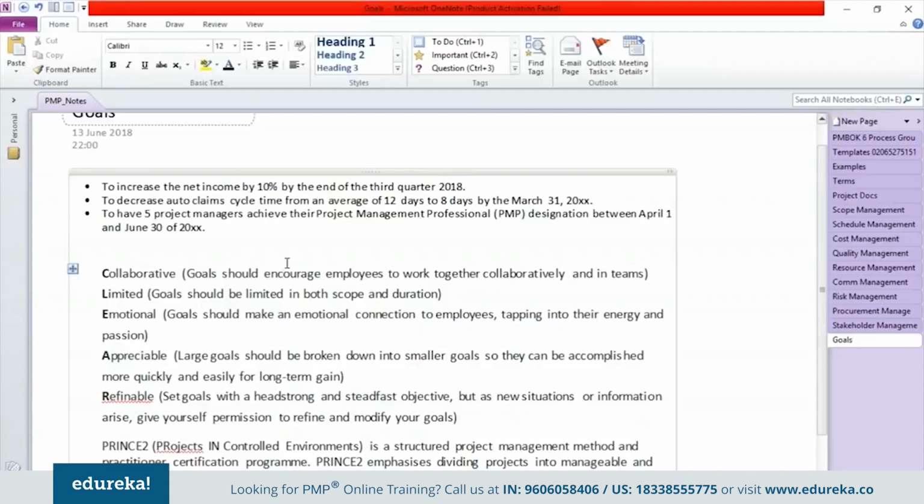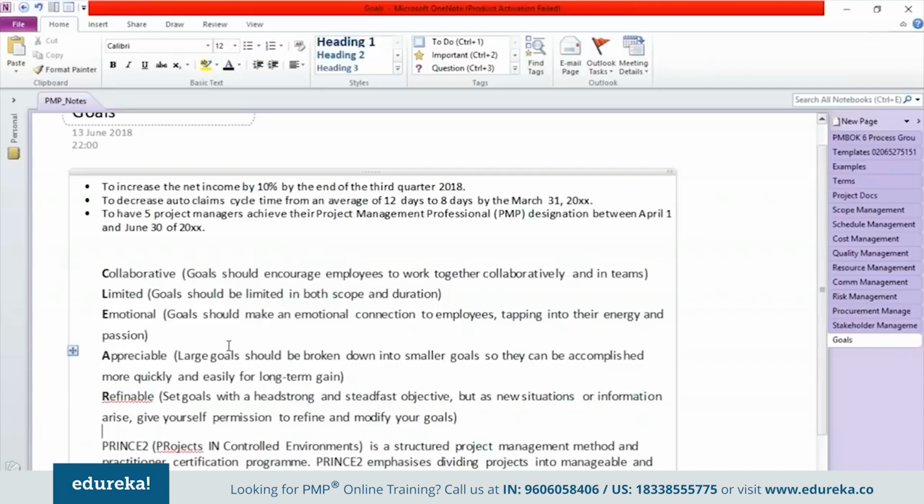Another example could be to decrease auto claims cycle time from an average of 12 days to 8 days by March 31st, maybe 2019. So this is another good example wherein we're very clear about what we want to achieve by the end of that project. We want to reduce the cycle time, by how many days, and by when we want to reduce the cycle time, etc. So if the goal is clear and smart, then it becomes much easier to relate to.